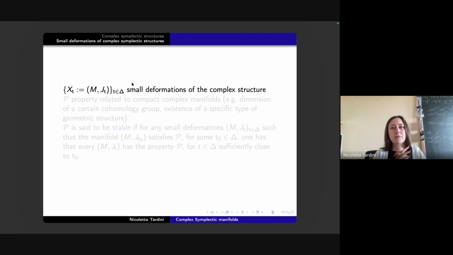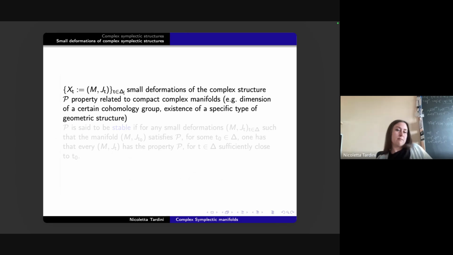Small deformations of the complex structure can be thought of in this way. You can think of M as fixed. The smooth manifold M is fixed, and we are just deforming the complex structure J with a parameter t. This t can be in a disk around the origin in C, for instance, or if we talk about smooth deformations, it can be a line. Anyway, the differentiable structure is fixed, but the complex structure is varying.